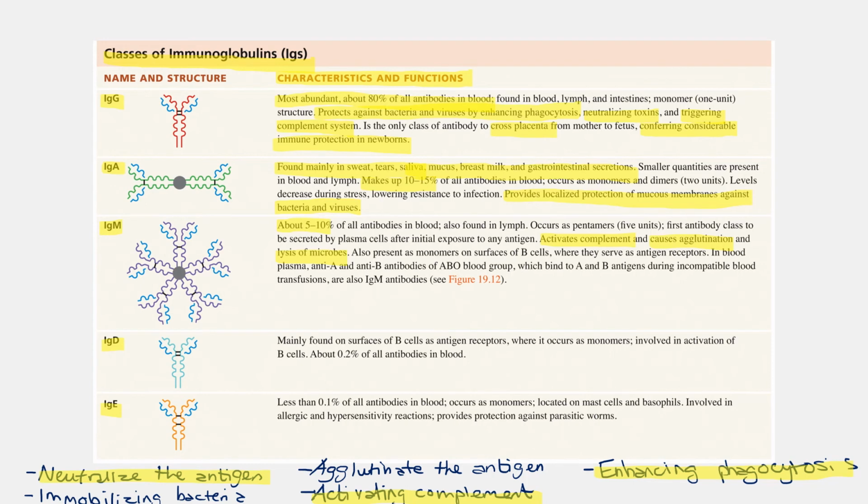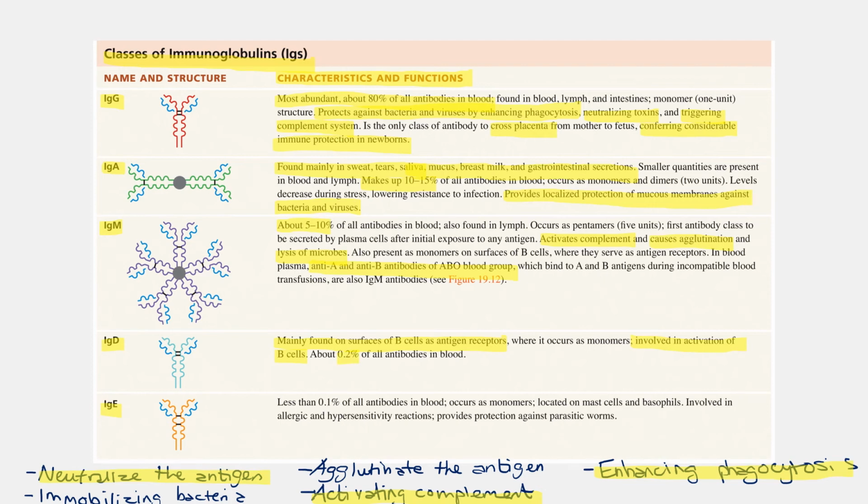These are going to be anti-A and anti-B antibodies of the ABO blood group. Moving on to IgD, these are really on B cells. They're mostly involved in the activation of B cells. Very small amounts of antibodies of this IgD class, only about 0.2% here.